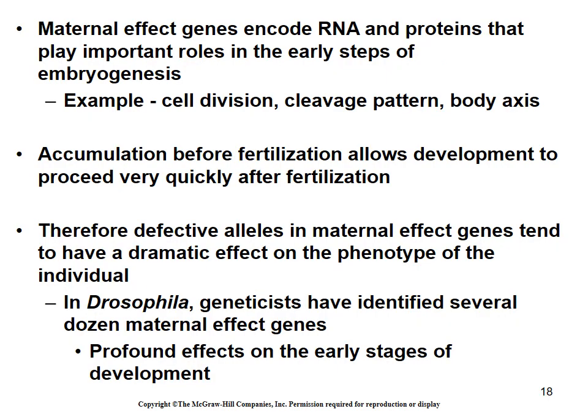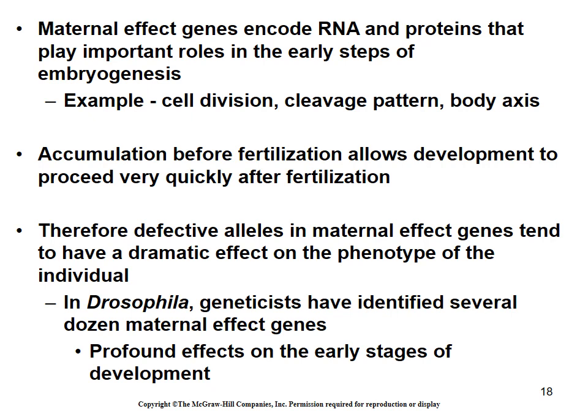Alrighty, so just finishing off this particular part of the maternal effect. Keep in mind that the maternal effect genes encode RNA and proteins that play an important role in the early steps of embryogenesis. And this was basically taking a look at the example of what the nurse cells were able to contribute to the developing oocyte. Let's see what else it says. It says accumulation before fertilization allows development to proceed very quickly after fertilization. Therefore, defective alleles in maternal effect genes tend to have a dramatic effect on the phenotype of the individuals.